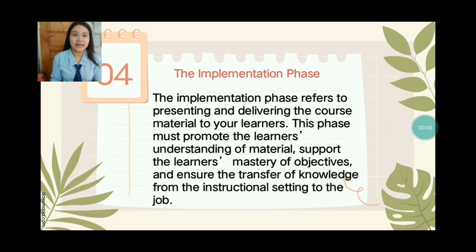So next is the implementation phase. The implementation phase refers to presenting and delivering the course materials to your learners. This phase must promote the learner's understanding of materials, support the learner's mastery of objectives, and ensure the transfer of knowledge from the instructional setting to the job. The implementation phase refers to the actual delivery of instruction, whether it's classroom-based, lab-based, or computer-based. The purpose of the implementation phase is the effective and efficient delivery of instruction.